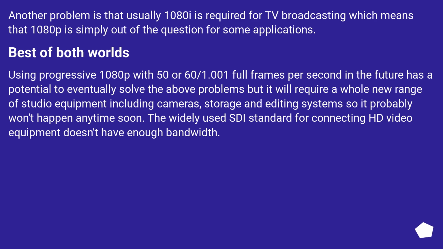Using progressive 1080p with 50 or 61.001 full frames per second in the future has a potential to eventually solve the above problems, but it will require a whole new range of studio equipment including cameras, storage and editing systems, so it probably won't happen anytime soon. The widely used SDI standard for connecting HD video equipment doesn't have enough bandwidth.